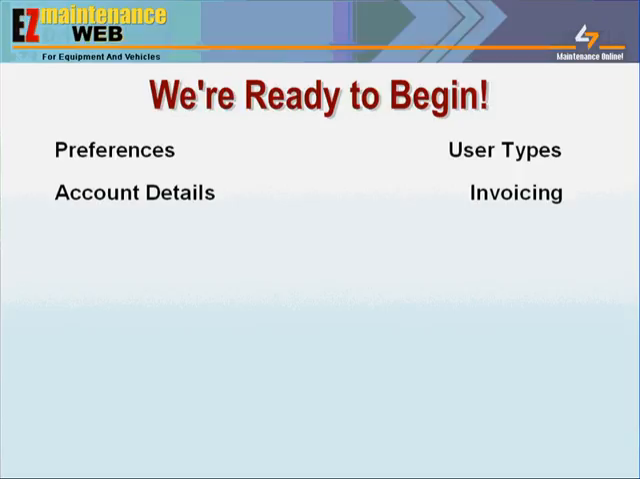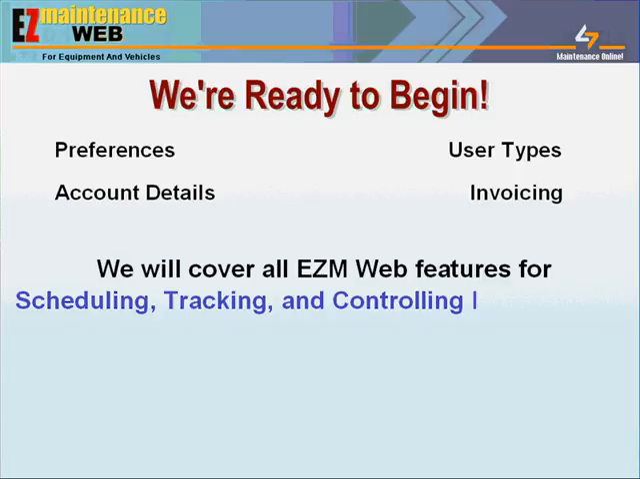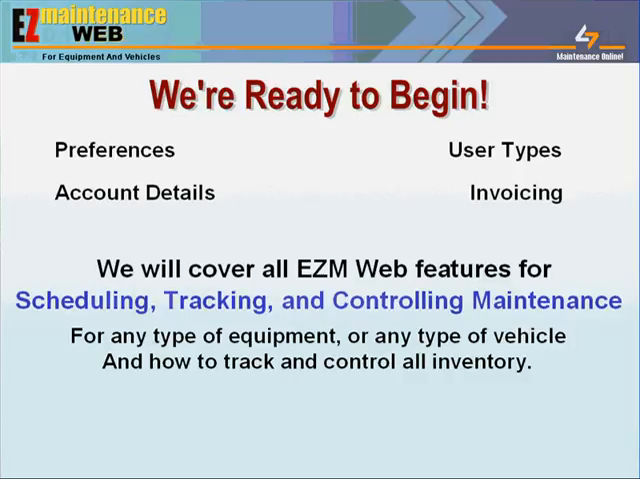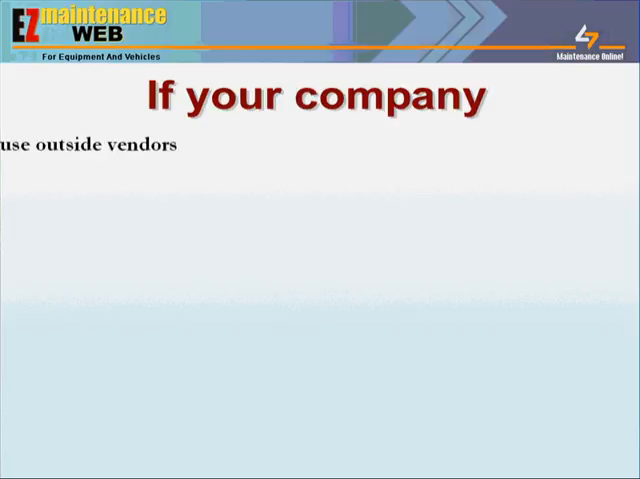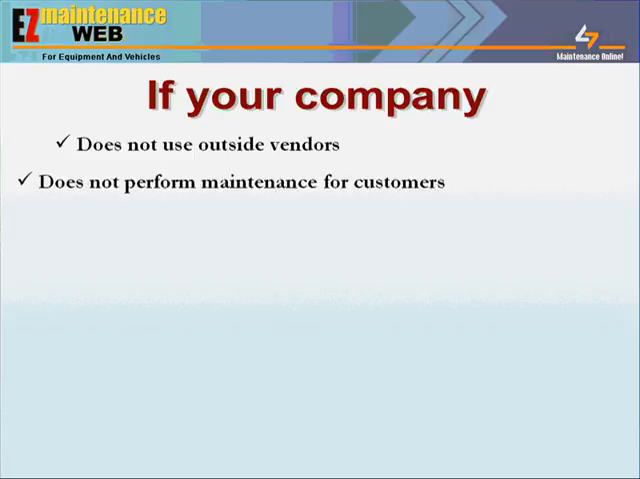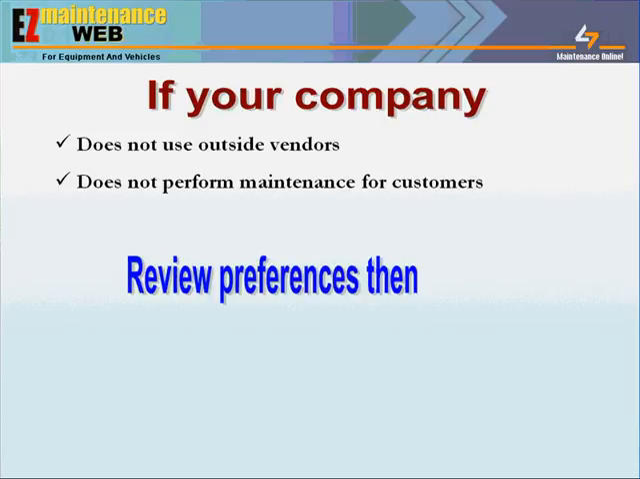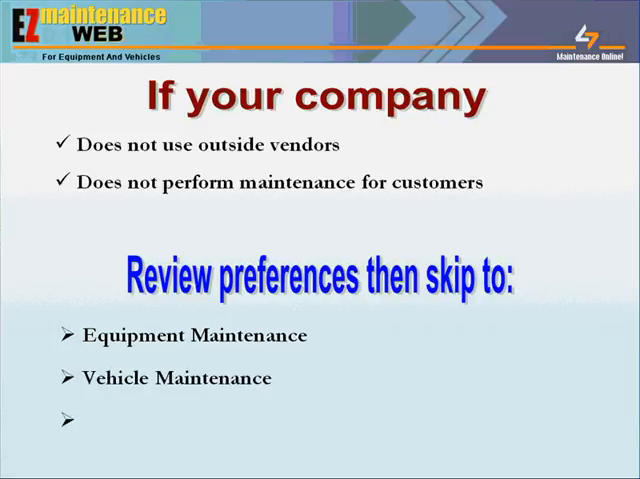Once these items are covered, we will go through all of EZMWeb's features for the scheduling, tracking, and controlling of maintenance for any type of equipment or any type of vehicle, and how to track and control all inventory. If you do not use outside vendors for maintenance work, if you do not perform maintenance work for customers and you're not concerned with invoicing, we would suggest that after you review the setting of preferences, immediately following, you skip to the sections which present EZMWeb's equipment maintenance capabilities, vehicle maintenance capabilities, and inventory control.